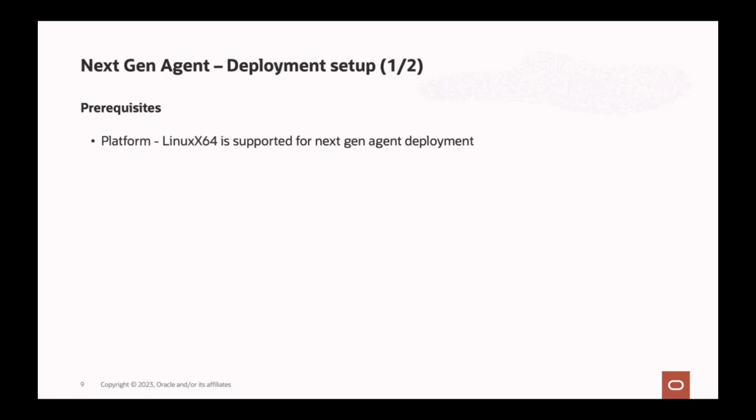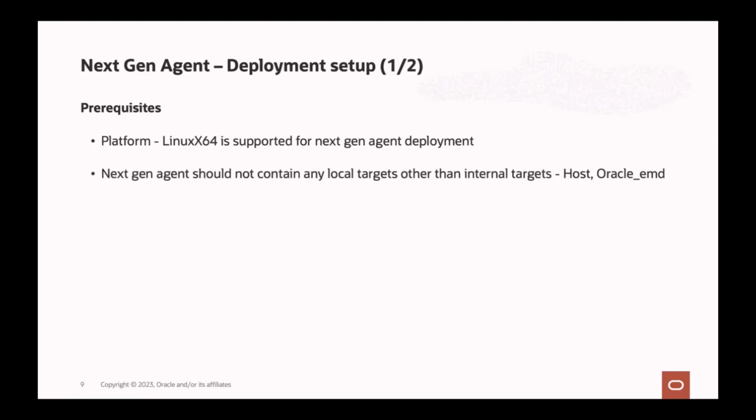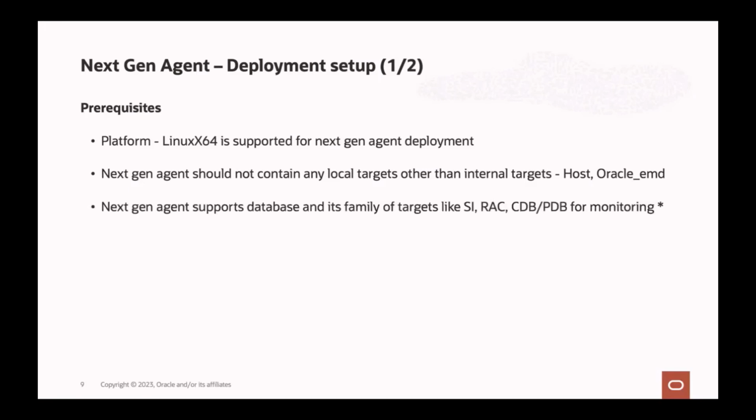Firstly, it is important to note that the next-gen agent is currently supported only on the Linux x64 platform. When designating a host for next-gen agent deployment, make sure it does not contain any targets like database. The host should be empty, allowing the next-gen agent to focus solely on monitoring the host itself and serving as an agent target. In the initial phase, the next-gen agent will support only database and the related targets. So keep in mind that other target types like middleware or e-business suite or Golden Gate are not supported by the next-gen agent for monitoring purposes.